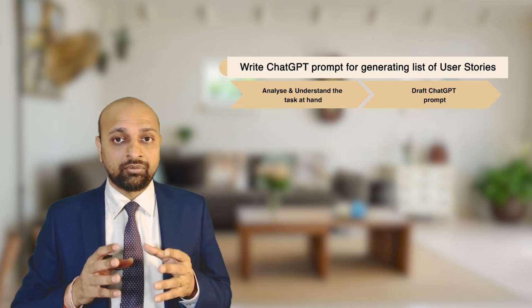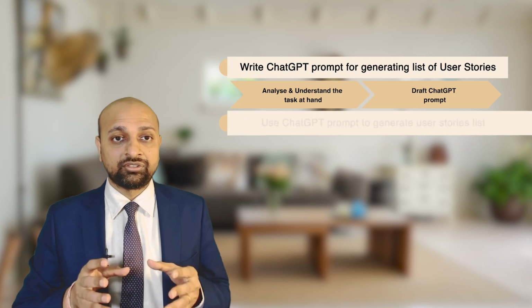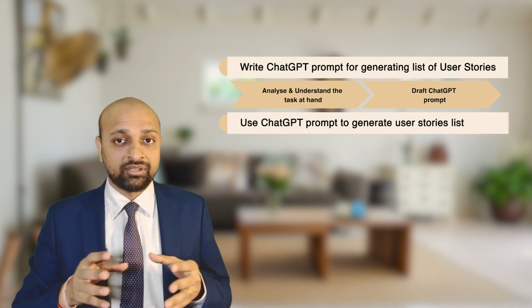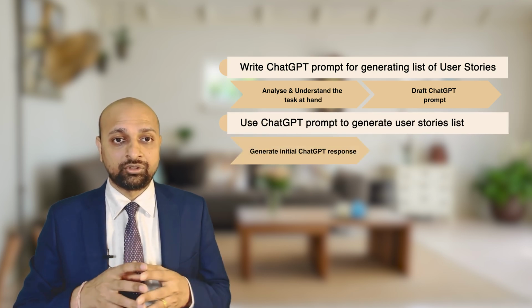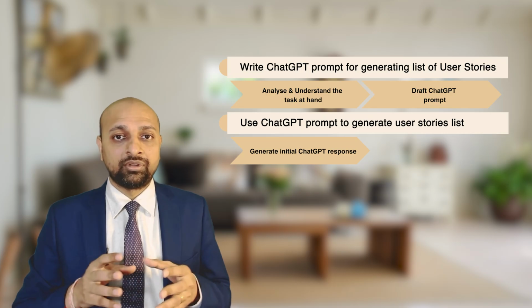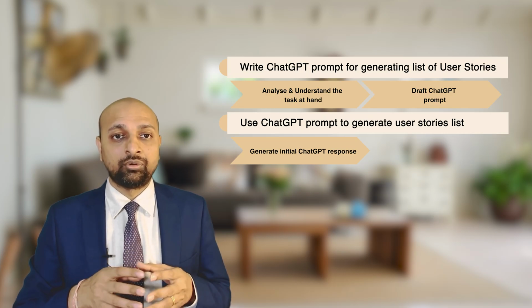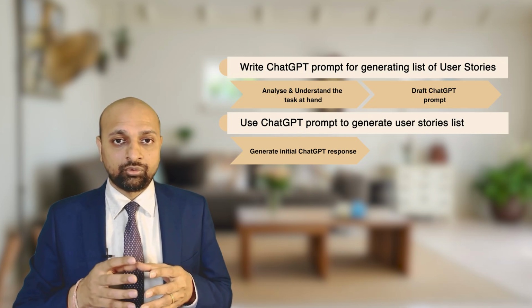In the next step, we'll use the ChatGPT prompt we just drafted and run it through ChatGPT. It will generate the response, which includes the list of user stories we expect corresponding to that feature. You'll see how the AI breaks the feature into usable stories.